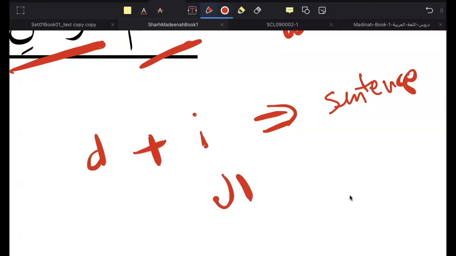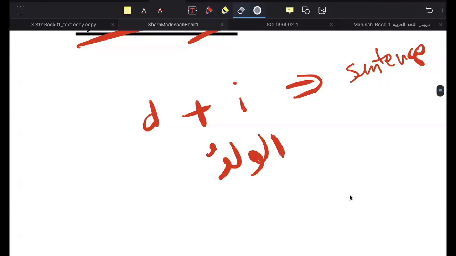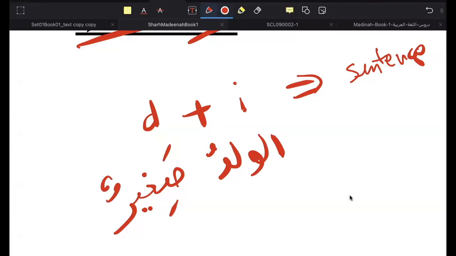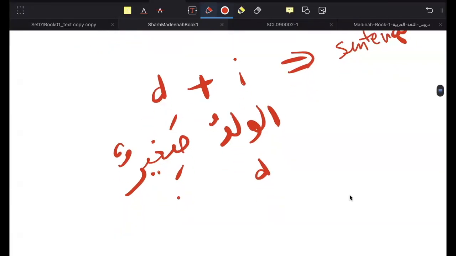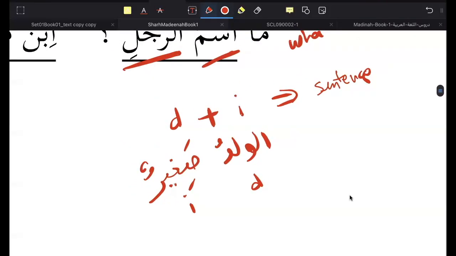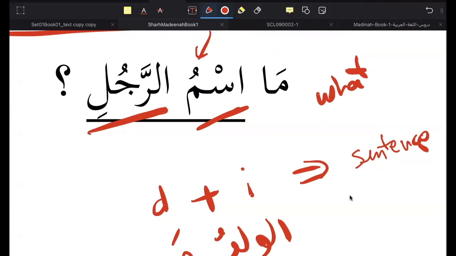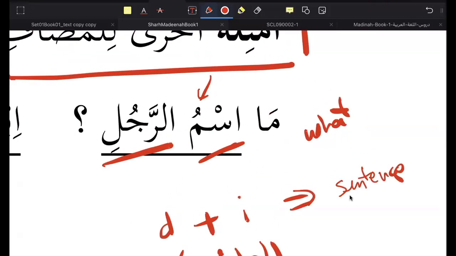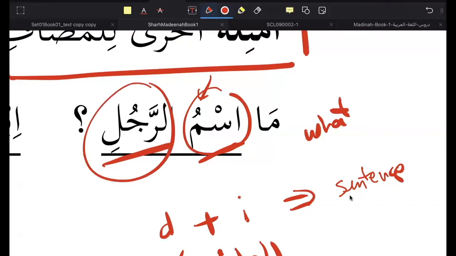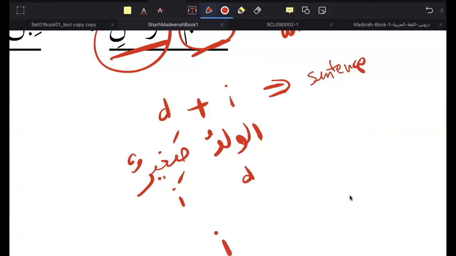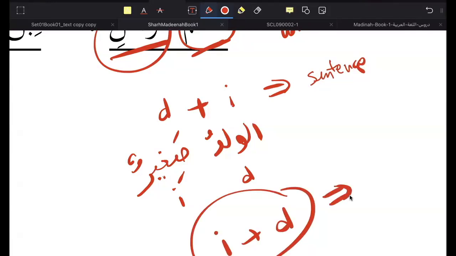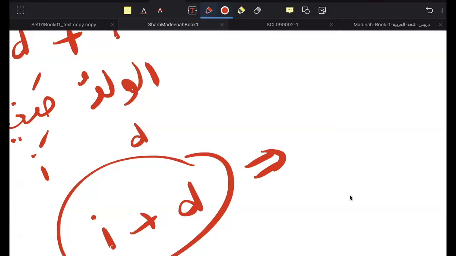So it would be a sentence. So for example, you say al-waladu saghir. Here the first one is definite, the second one is indefinite. Make sense? But here it looks like it's the other way around, right? It looks like the first word looks indefinite and the second word looks definite. So when you have this type of construction, there's a high chance that this would be idafa. It would be a possessive construction.